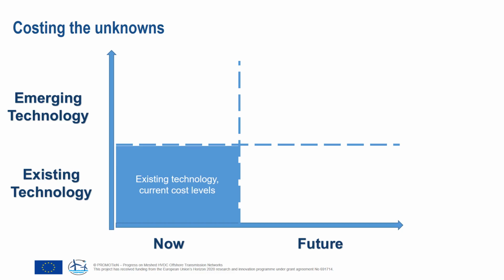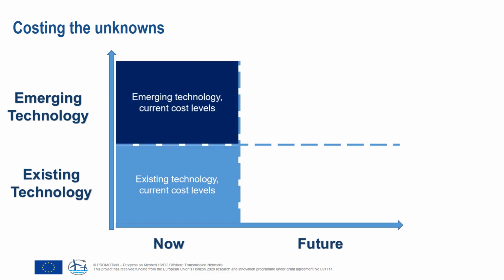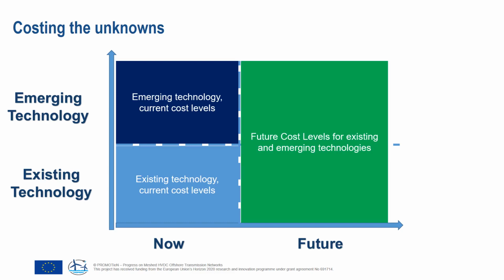The next quadrant will be the current cost level of emerging technology, which will be the first part of our presentation. On top of that, we will also need the future cost, which we'll talk about in the latter half of the presentation.